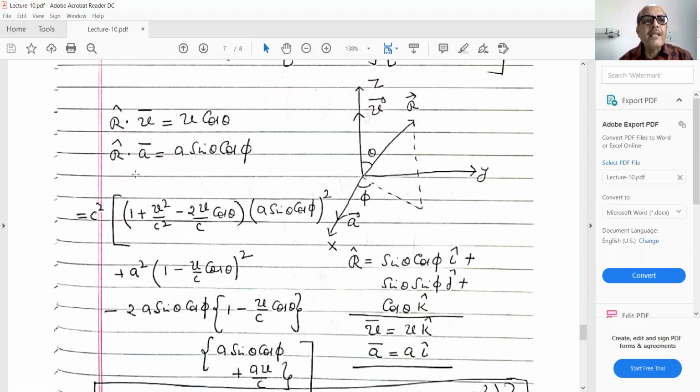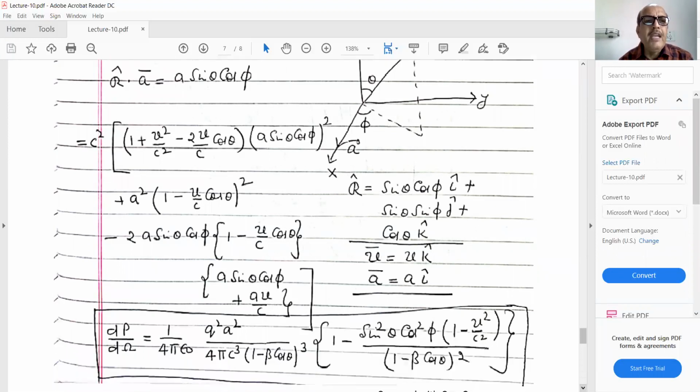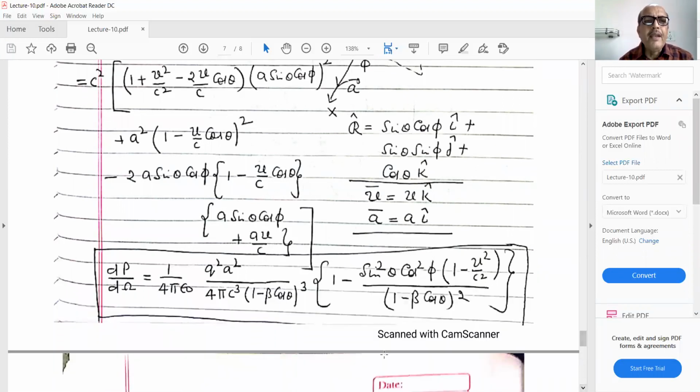So you make the substitution here. These terms have been substituted here. So be careful while doing all these things. The value of dP/dσ here will now become 1/(4π ε0) q² a² / (4π c³ (1 − β cos θ)³), and then inside the bracket you will get 1 − sin²θ cos²φ into (1 − β²/c²) divided by (1 − β cos θ)².